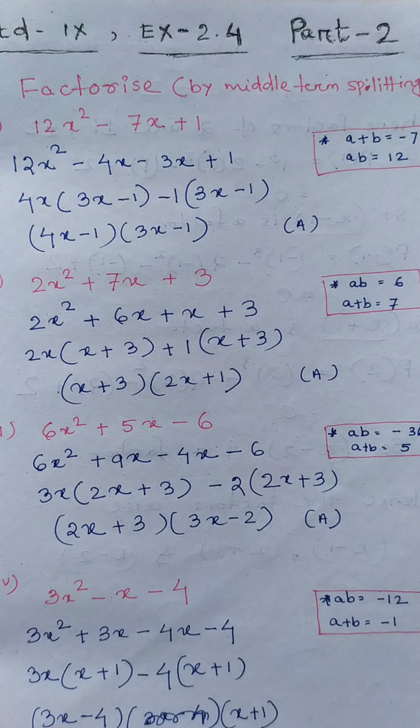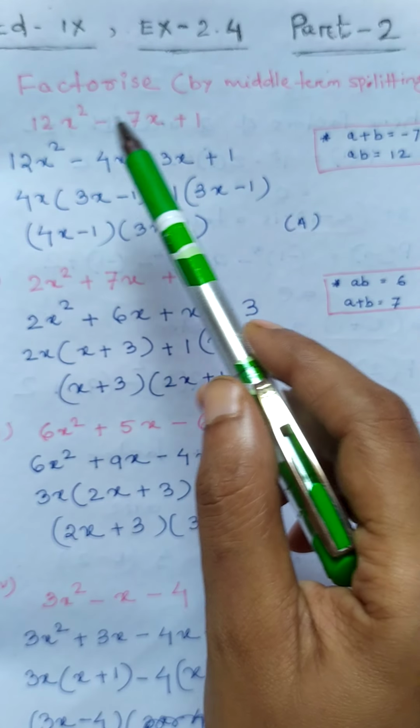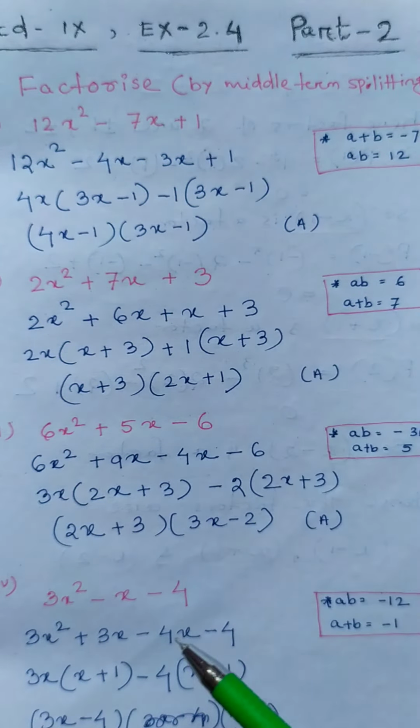So here we have two options. We may go for the factor theorem, or we may solve the polynomial by middle term splitting. Coming to question number 4, it is given: factorize. Only this much is the question, factorize. Here I have opted for the middle term splitting method.